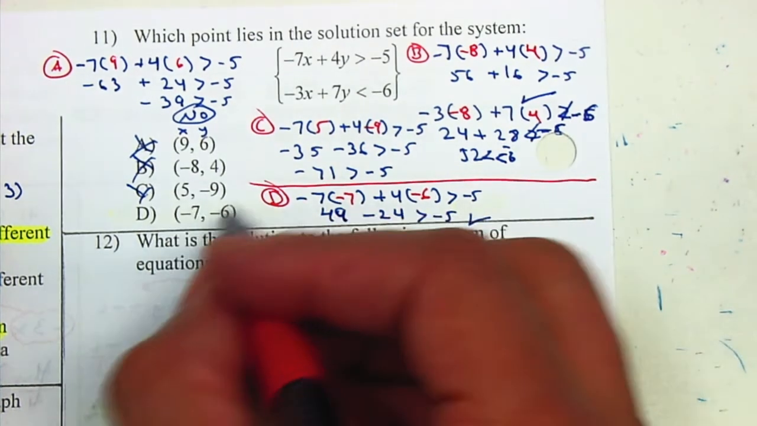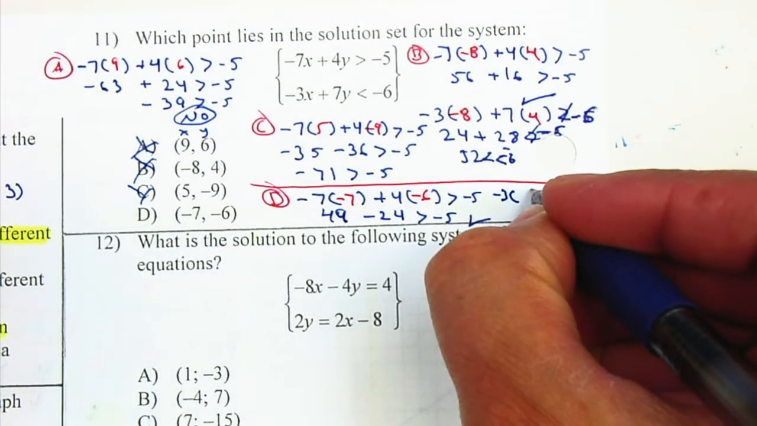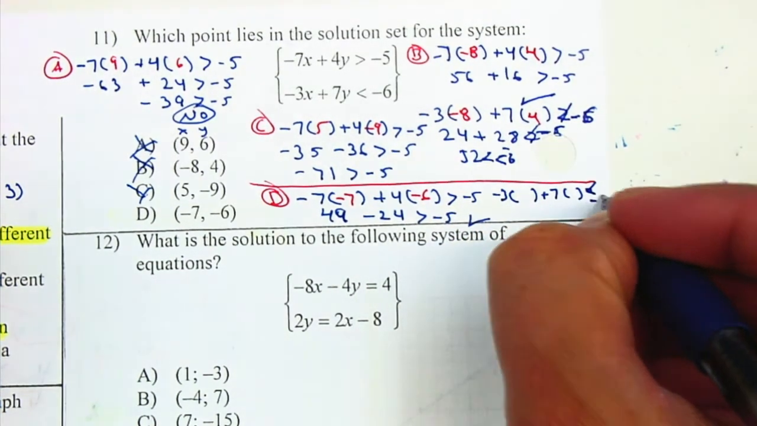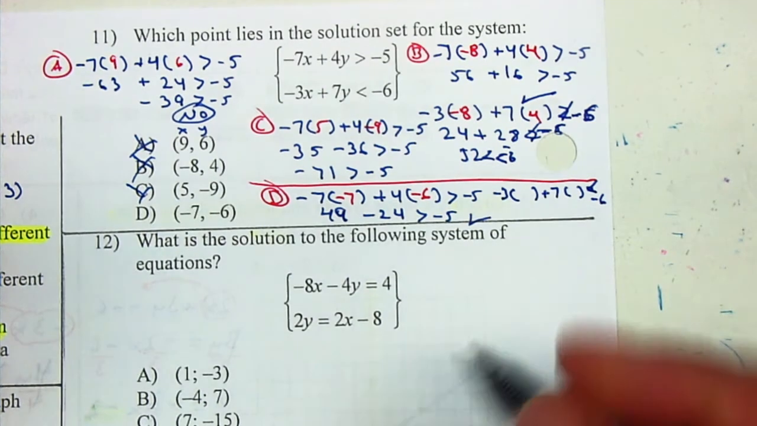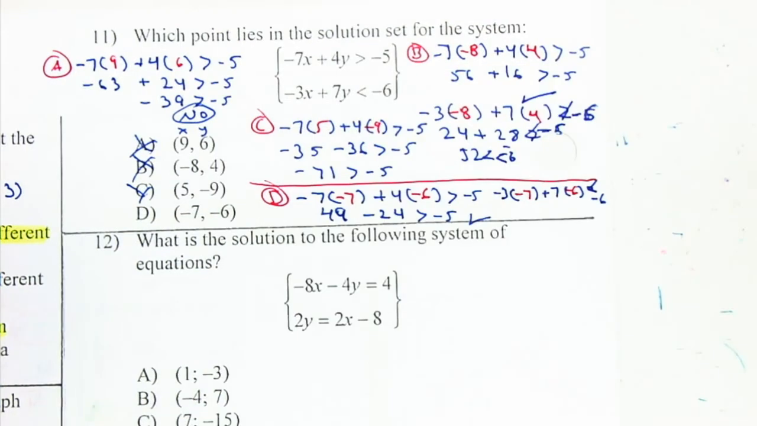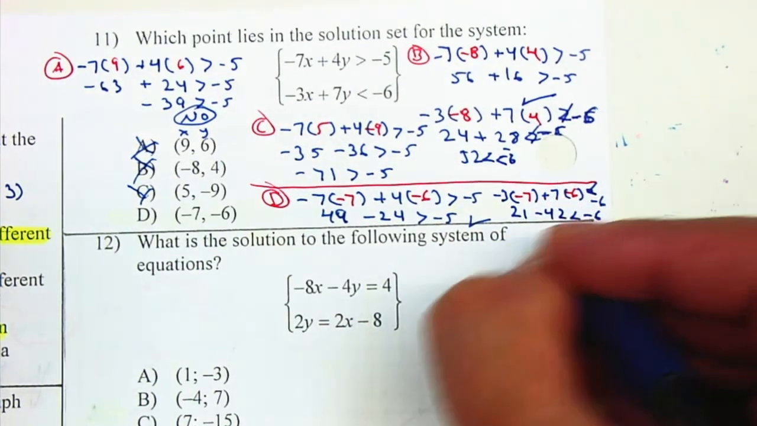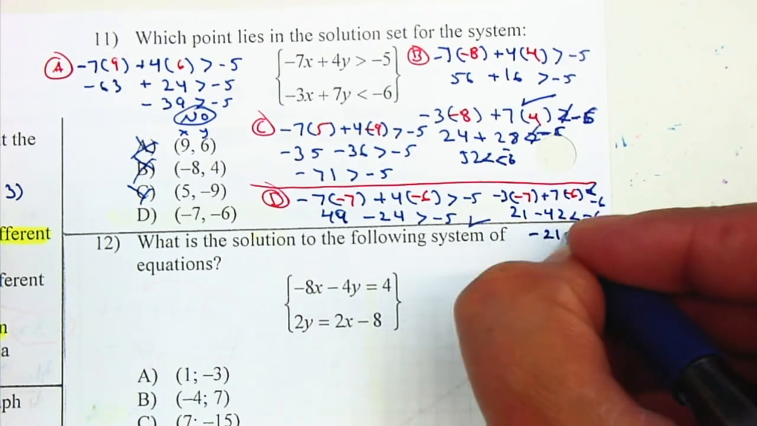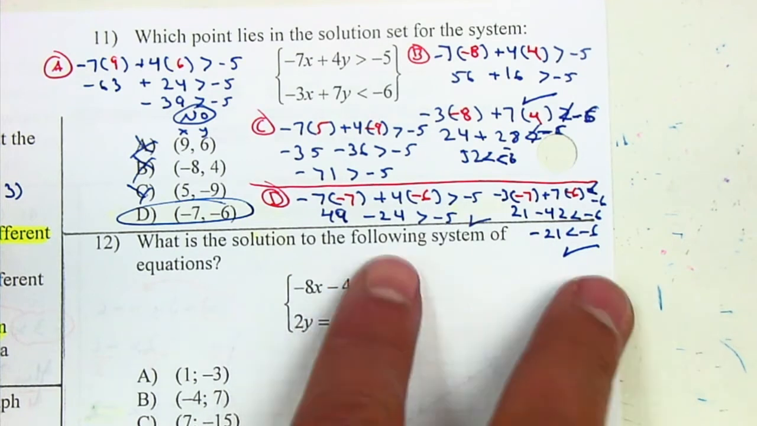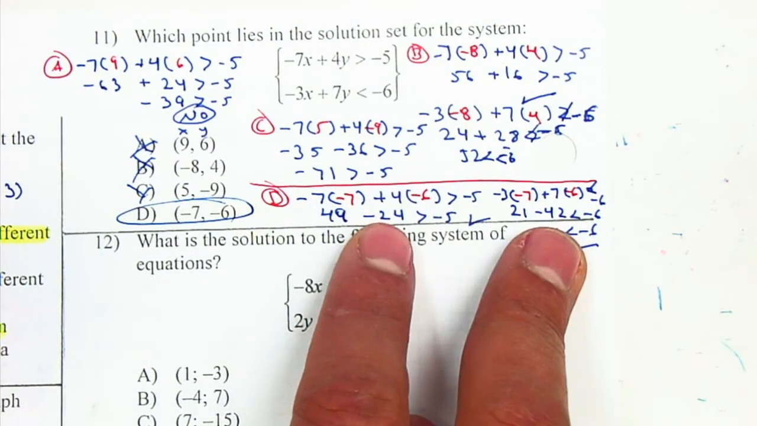Let's try the next one. We have negative 3x plus 7y is less than negative 6. Instead of the x will be a negative 7. Instead of the y will be a negative 6. Is 21 minus 42 less than negative 6? Is negative 21 less than negative 6? Yes. So letter D works for both. And remember that you need to show me the work for both inequalities.